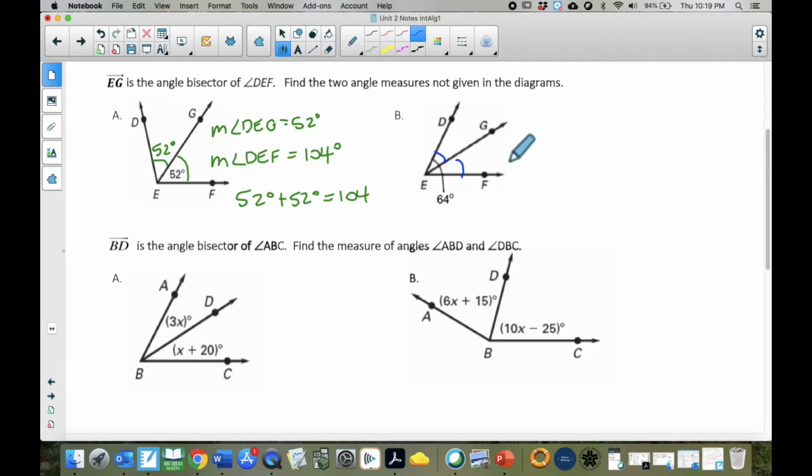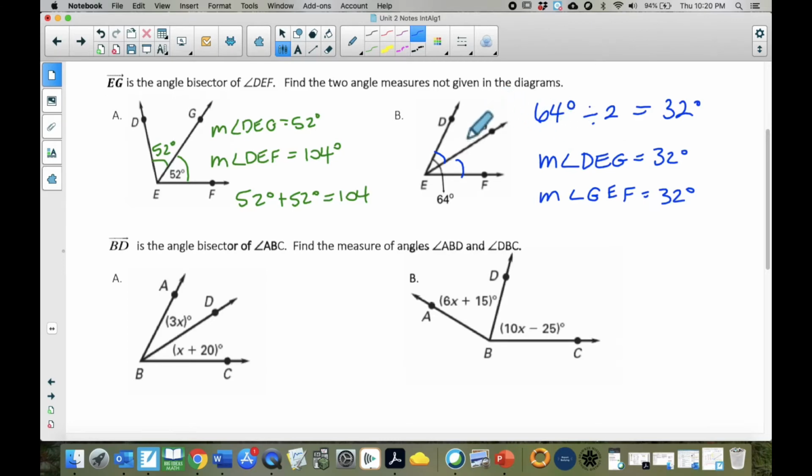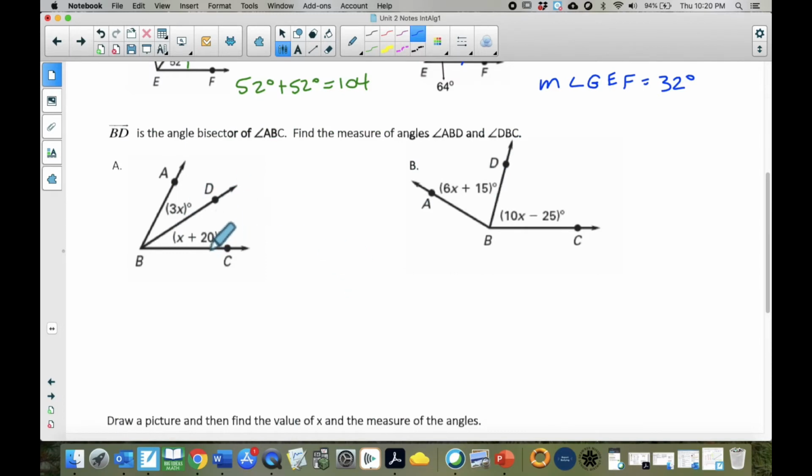Okay, I think I'm trying to go too fast. This little arc shows that this whole thing is 64. If this is a bisector, then this piece is congruent or equal to this piece. So if we want to find one of those, we have to take 64 degrees and divide by 2, which is 32 degrees. So that means each of these angles has a measure of 32 degrees. So in other words, the measure of angle DEG is 32, and the measure of GEF is 32, because GE is an angle bisector.